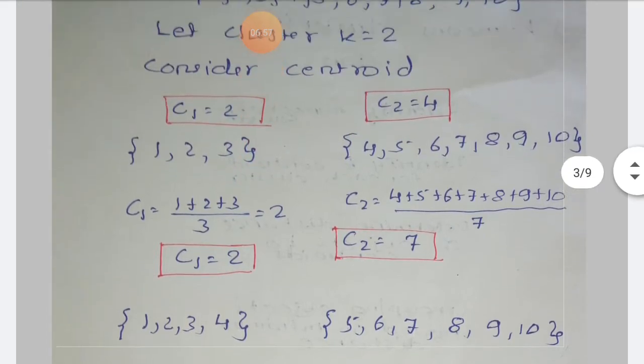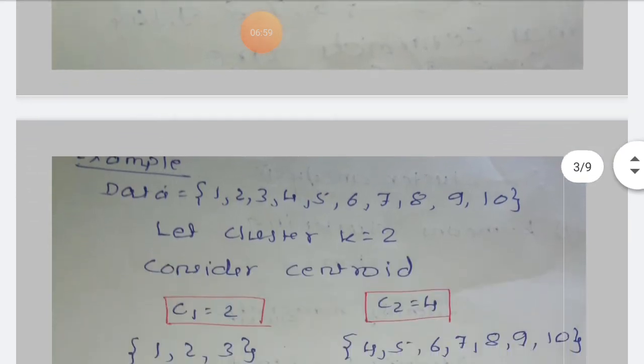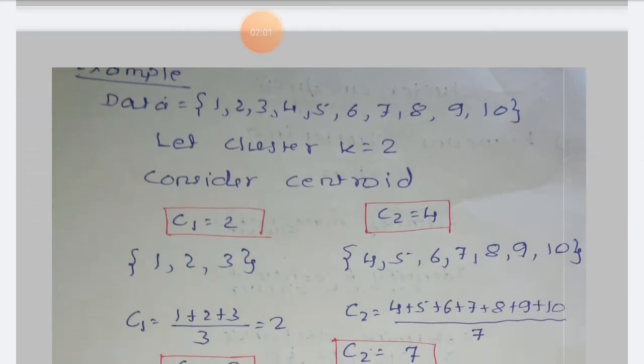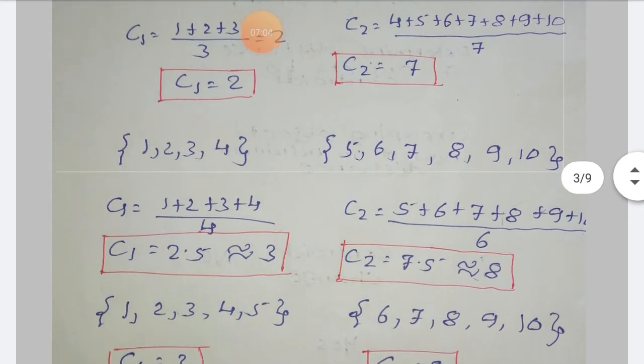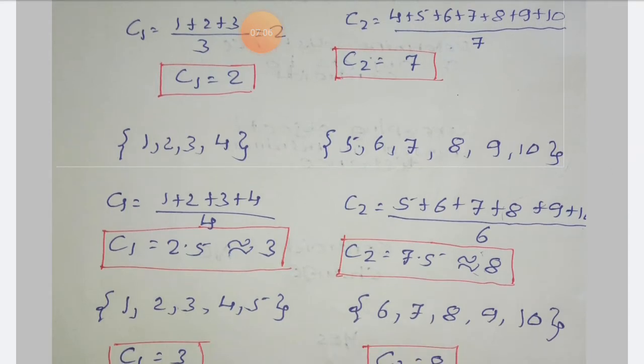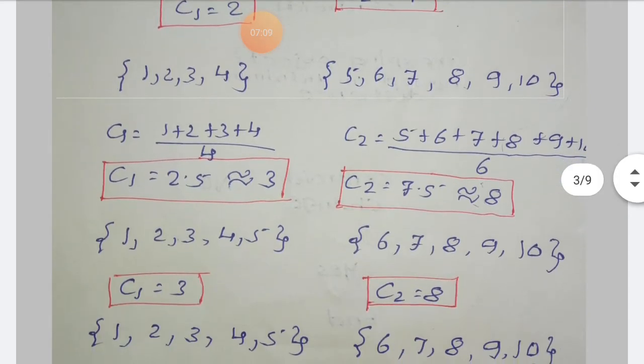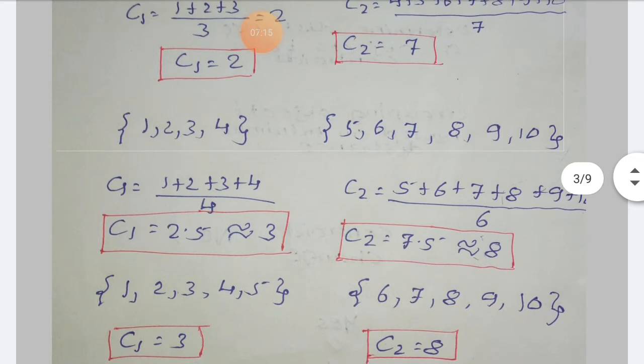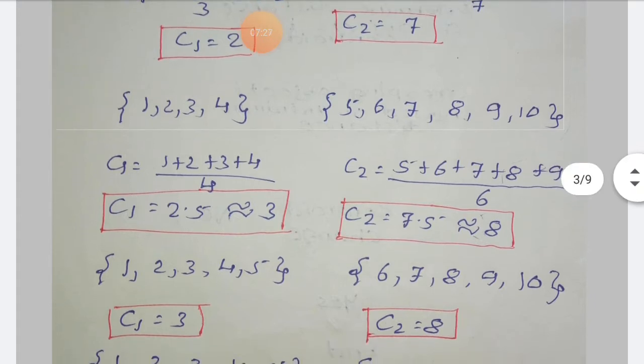Again see your data points 1 to 10 and find which data points are near to which class center point, 3 or 8. Now after doing this I am getting these two clusters: 1, 2, 3, 4, 5 in cluster 1 and 6, 7, 8, 9, 10 in another cluster. Now again find out the centroids using the same procedure.